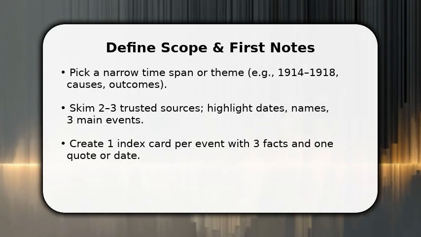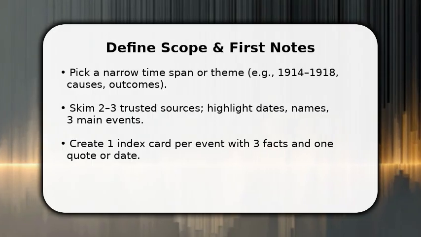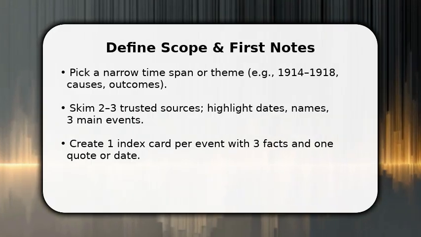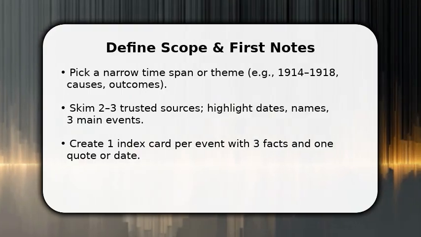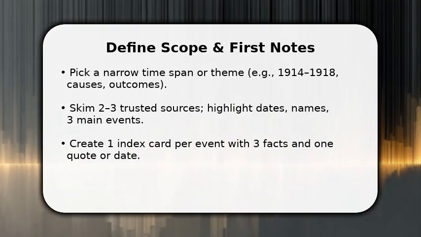You start by choosing a tight scope so your notes stay short and useful. Once chosen, skim 2 to 3 reliable sources and mark only dates, key names, and the top 3 events. Do not get lost in detail.